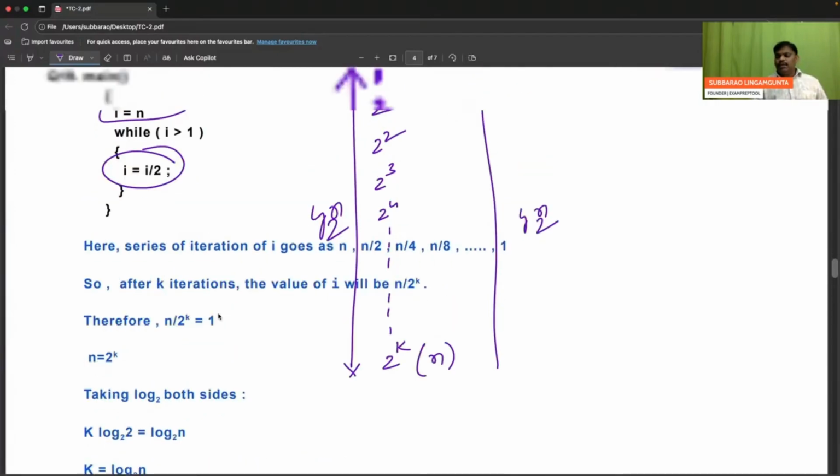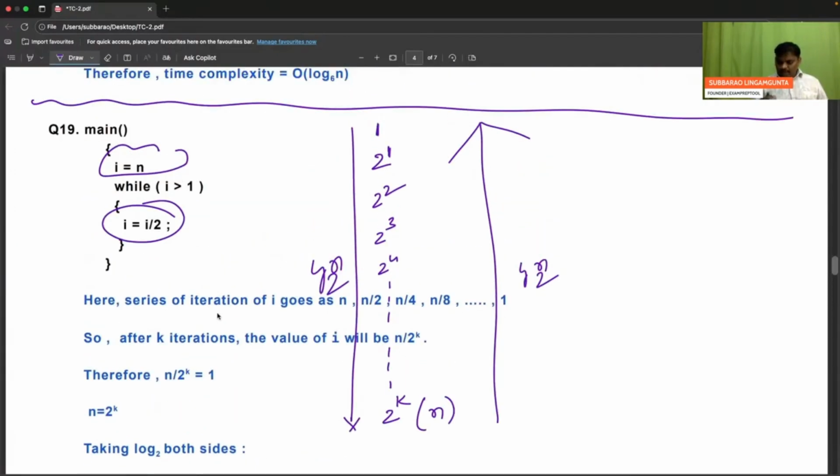Same answer. Some people are asking, sir, can you explain? I will explain. See the proof, same story. First n. Next, whatever you have, you do by 2: n by 2. Next one, whatever you have, by 2 again: n by 2 square. Again by 2: n by 2 cube. Continue. If you do it k times, it becomes n by 2 power k.